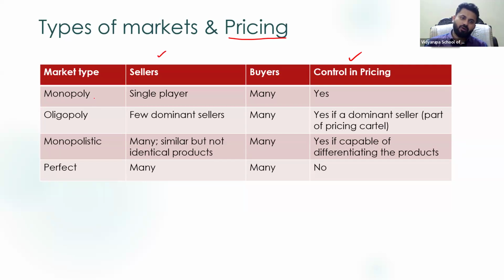So if you're operating in a monopoly market, it means you are the only seller, the only supplier. Many people are there to buy. You're the only seller, so which means what? You'll have absolute control over the pricing. You'll usually have good control over the pricing.